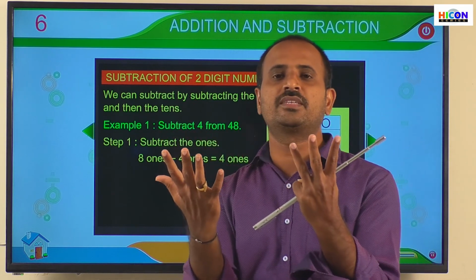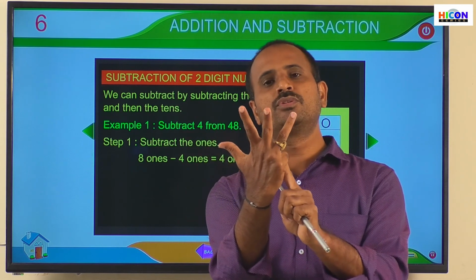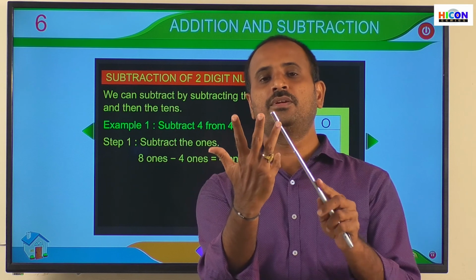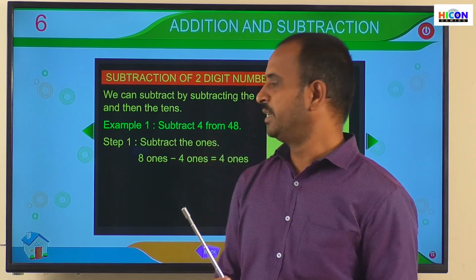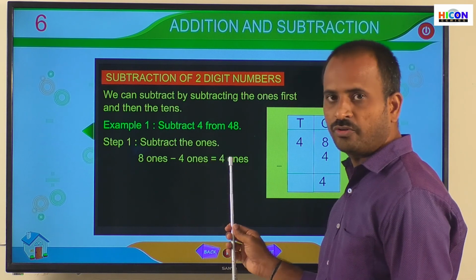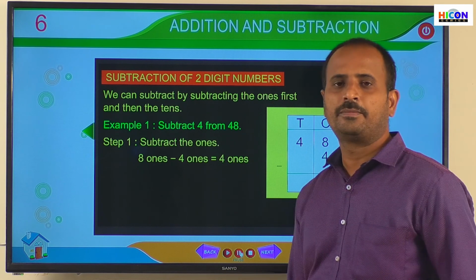And close 4 fingers among these: 1, 2, 3, 4. Children, I have closed 4 fingers. How many fingers are remaining? There are remaining 1, 2, 3, 4. So 8 ones minus 4 ones is equal to 4 ones. So write 4 under ones place.